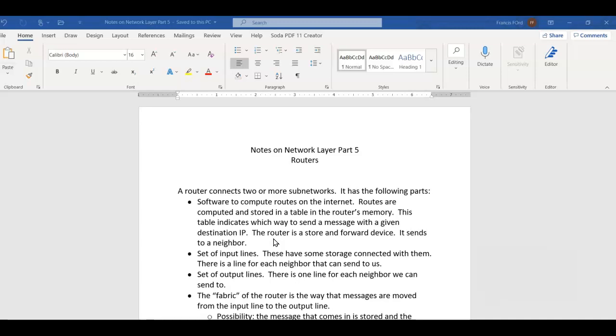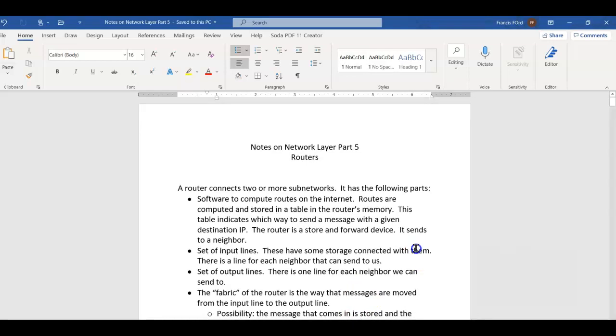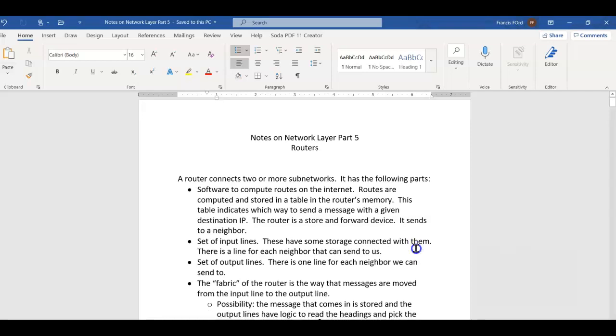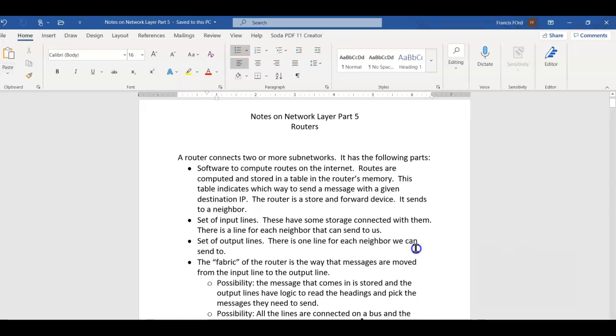Now we'll look at that in a few minutes, and the algorithms that are used. It has a set of input lines and a set of output lines. There's one line for each neighbor that we can send to and one line for each neighbor that we can receive from. The part that seems to have a strange name is the fabric of the router. This is the way messages are moved from the input line to the output line.